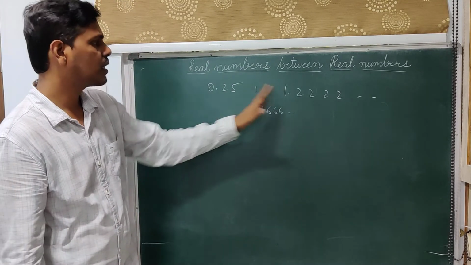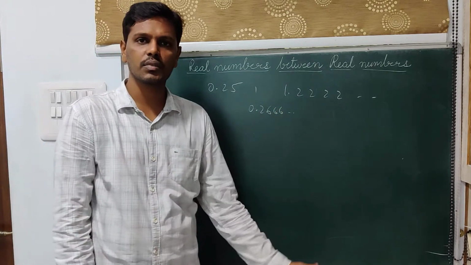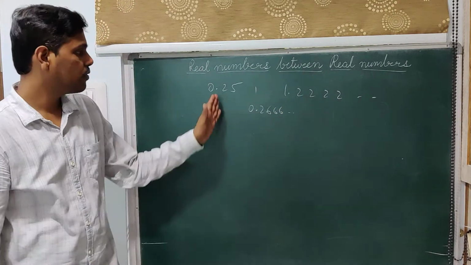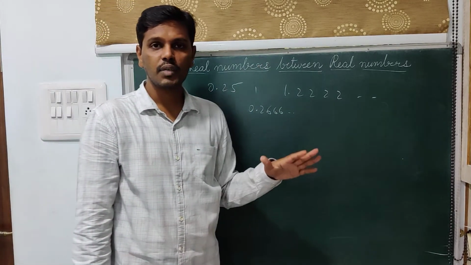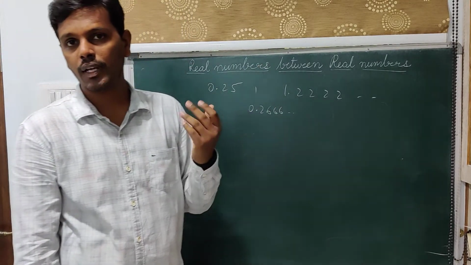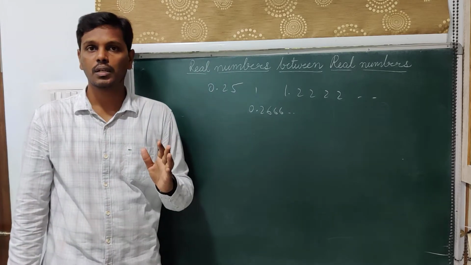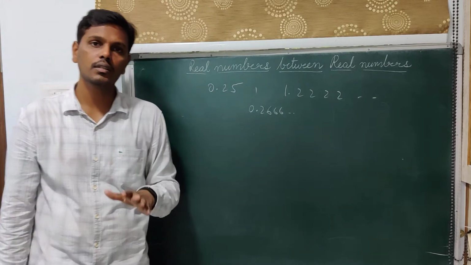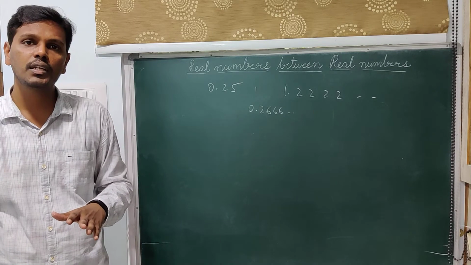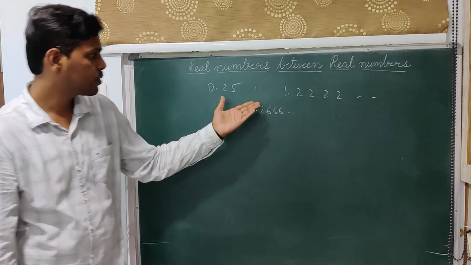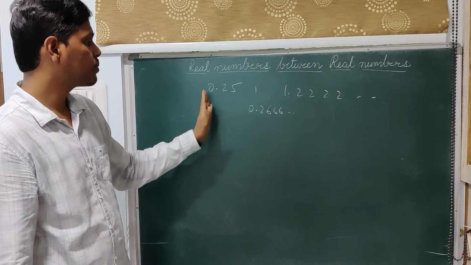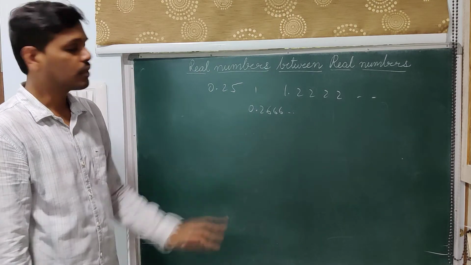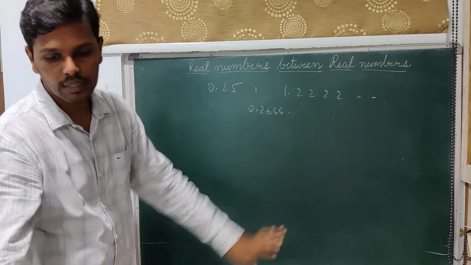So likewise you can figure out any number of rational numbers or irrational numbers between any two given real numbers. Instead of speaking about rational numbers, I would rather say real numbers. So given two real numbers, I can find infinitely many rational numbers and infinitely many irrational numbers. I have used this phrase infinitely many for uncountable, which means that there are uncountable rationals and irrationals between given two real numbers.